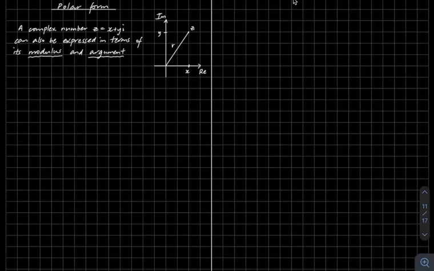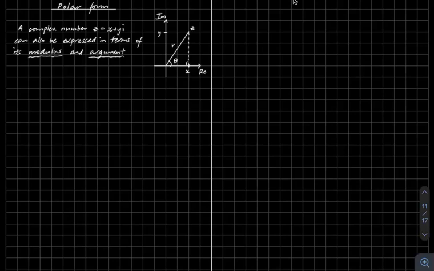Typically we use the letter r, which is really the distance of the point from the origin. And the argument is the angle that the ray from the origin to the complex number makes with the positive real axis. Now, what we get there is a right-angled triangle. And so this is very much like vectors, like thinking about polar form of vectors.